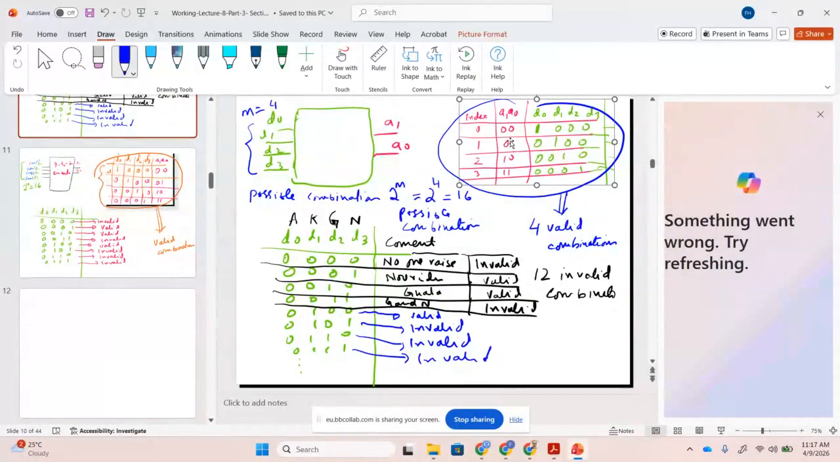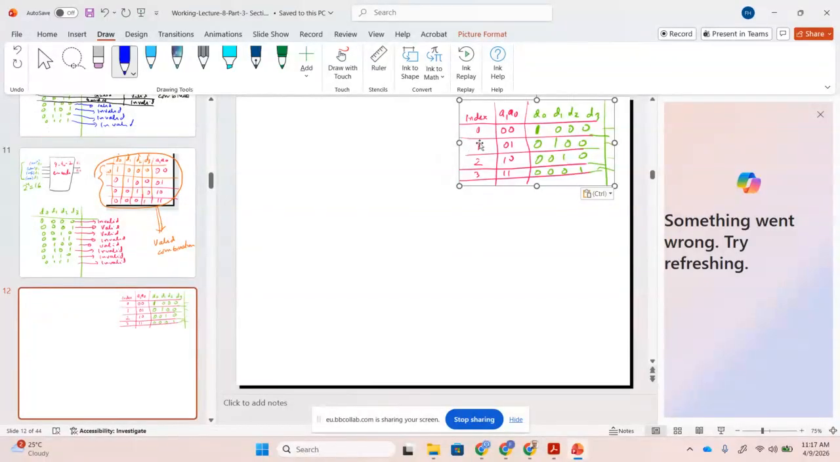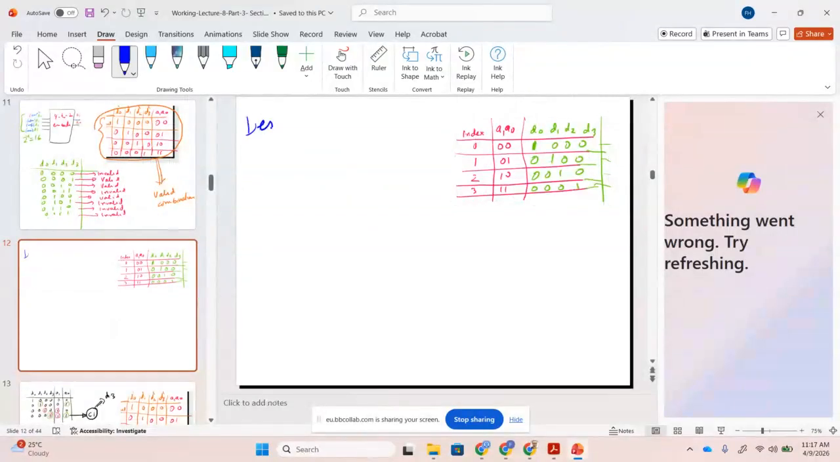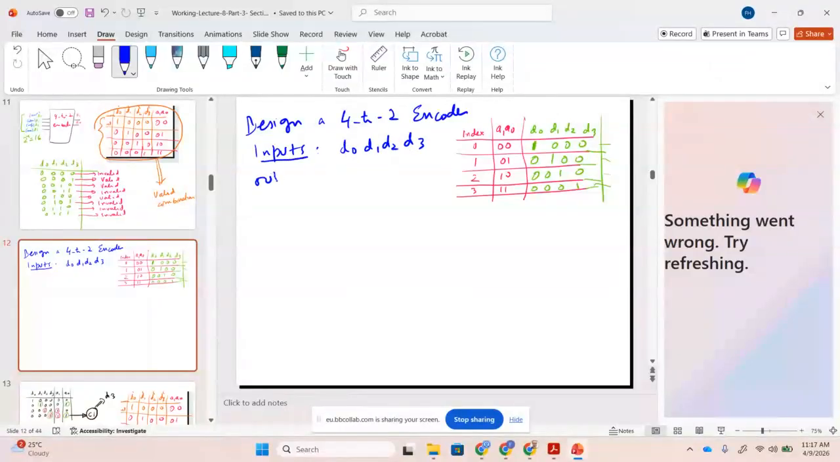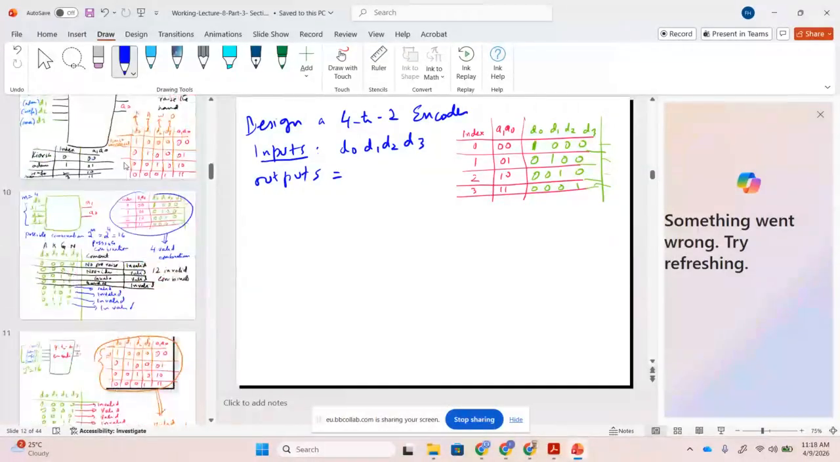Yes. Okay, now we want to design a 4 to 2 encoder. What are the inputs? Help me. D0, D1, D2 and D3. What are the outputs? Help me. A1 and A0. Got it or not got it? So basically, can you see here? So now this is A1 and A0.